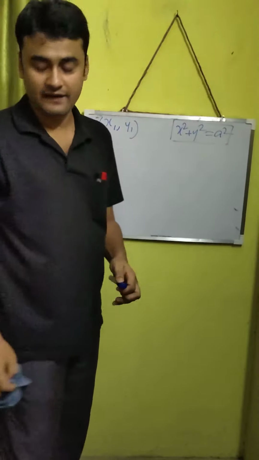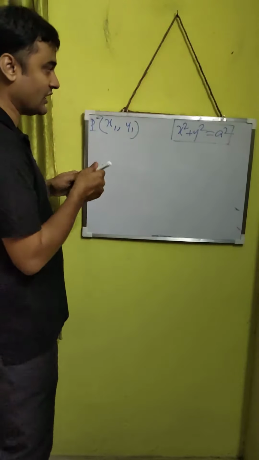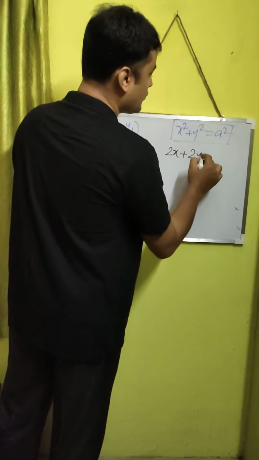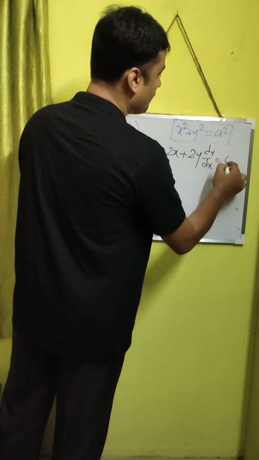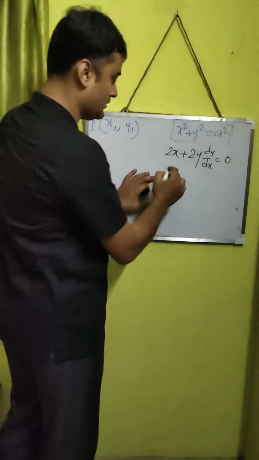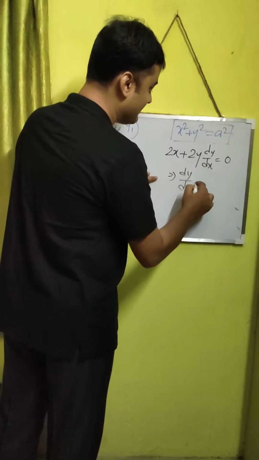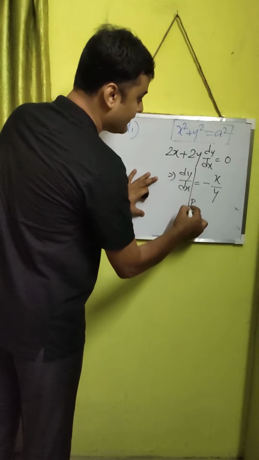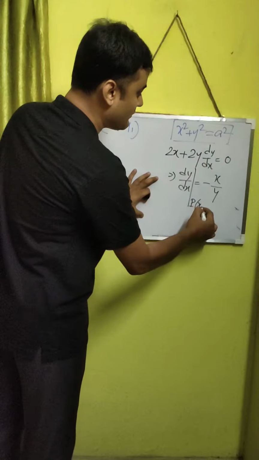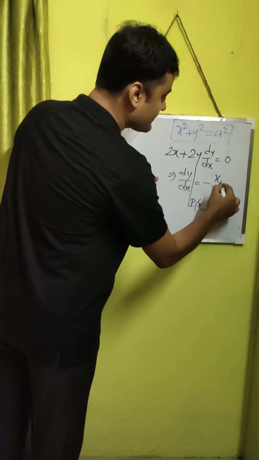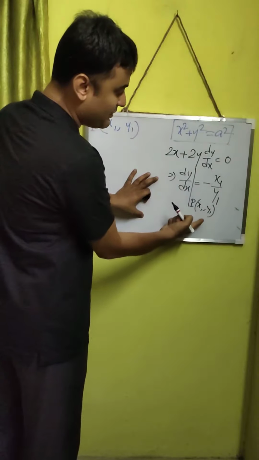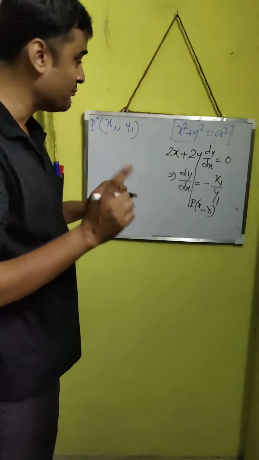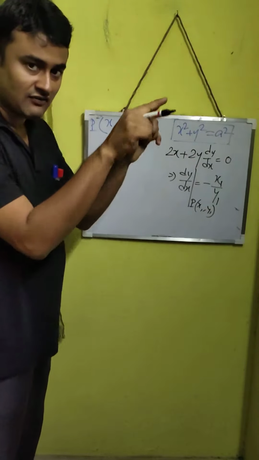First we should differentiate. So let us differentiate it with respect to x. 2x plus 2y dy/dx equal to 0. Constant differentiated is 0. This gives you dy/dx equal to minus x by y. So dy/dx at the point P, that is x1, y1, is given by minus x1 by y1. So please remember this, minus x1 by y1. Now remember, P is a point on the circle, on the circumference of the circle.